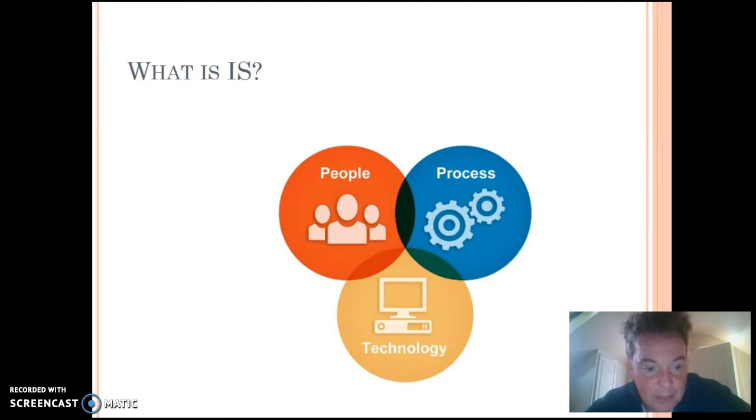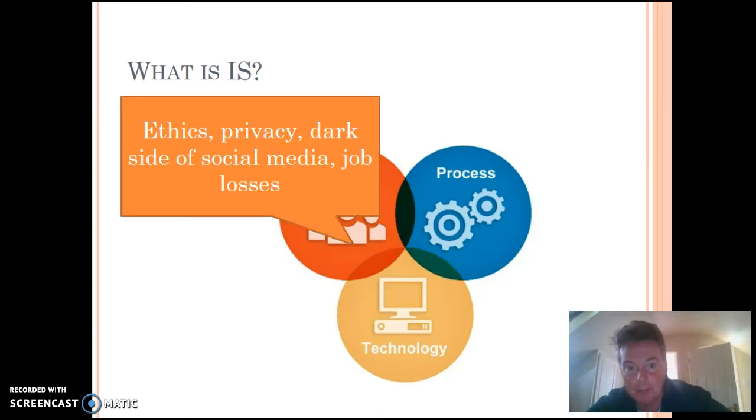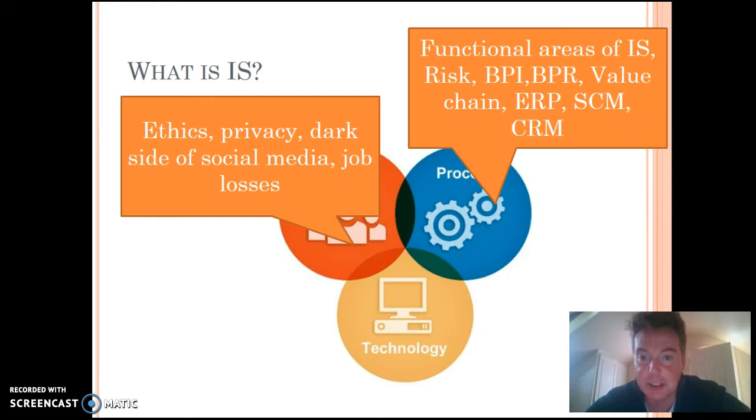Okay, so getting to the content, this course is an introduction to management information systems and information technology. Information systems is really the relation between people, processes, and technology. So we can think of what the themes are around people. There's ethics, there's your personal privacy, there's the problems associated with social media, things like harassment, bullying, addiction. And then there's also people issues around job losses. So, is technology actually replacing jobs?